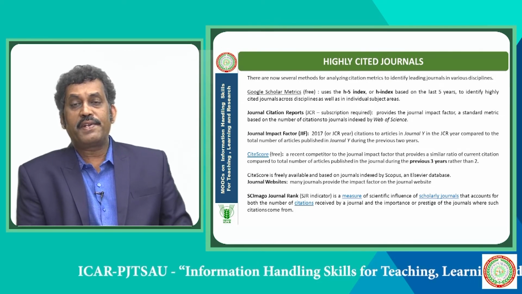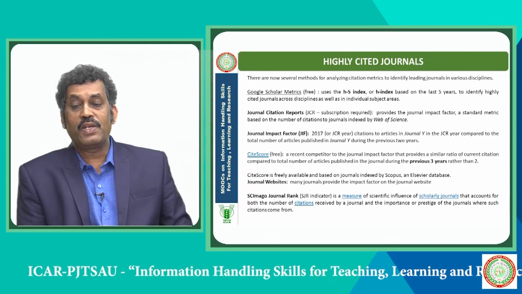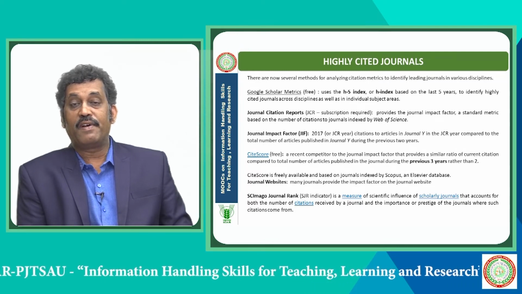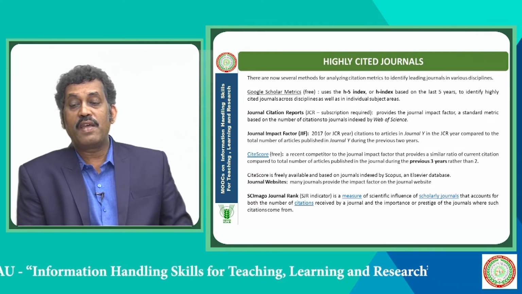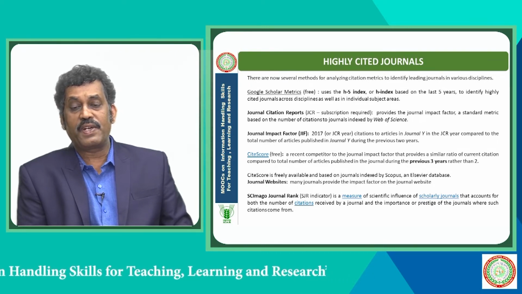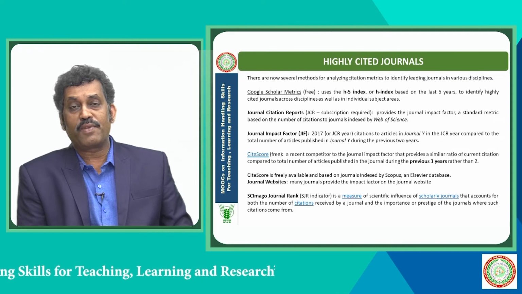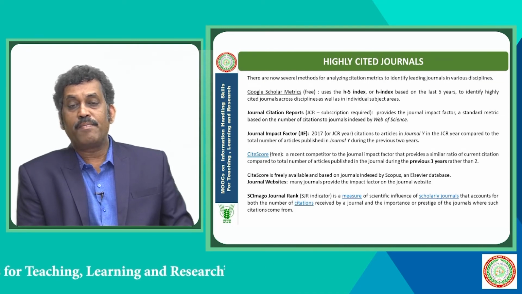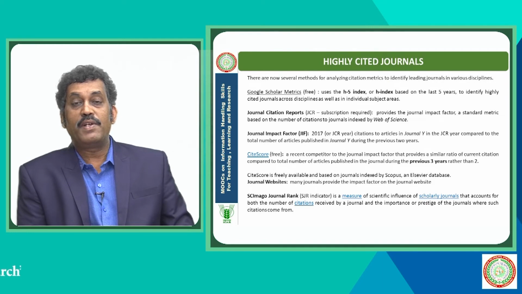The Journal Citation Reports, which we have already seen, requires a subscription. It is not a free service. It provides the journal impact factor, a standard metric based on the number of citations to journals indexed by the Web of Science database. The journal's impact factor for 2017 compares citations to articles in journal Y in the JCR with the total number of articles published in journal Y during the previous 2 years.